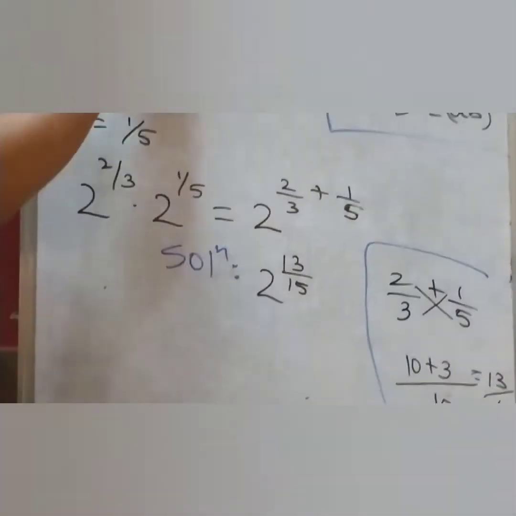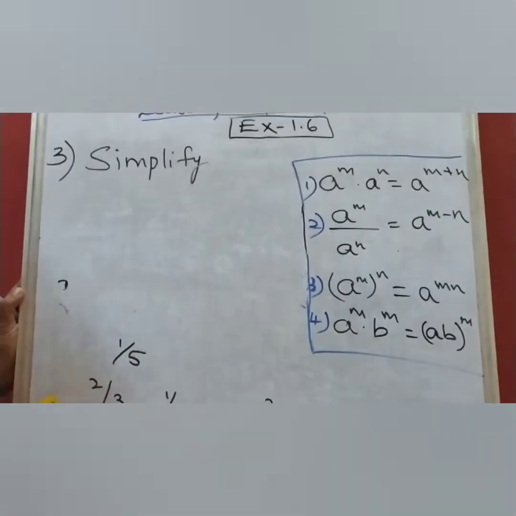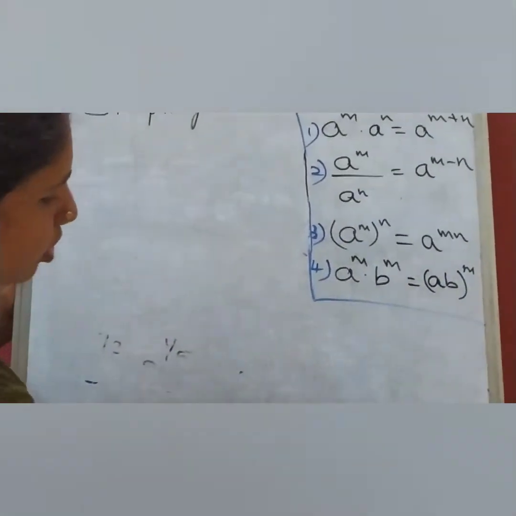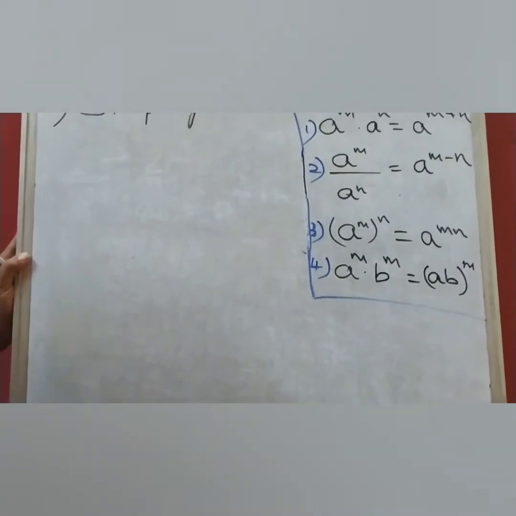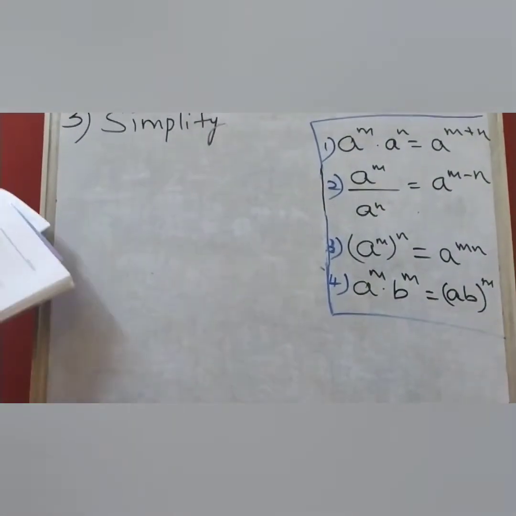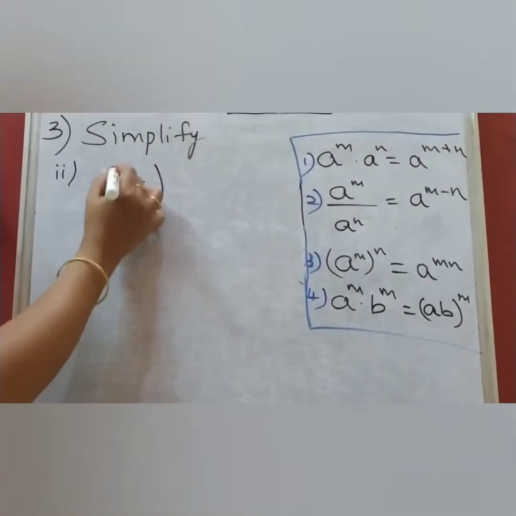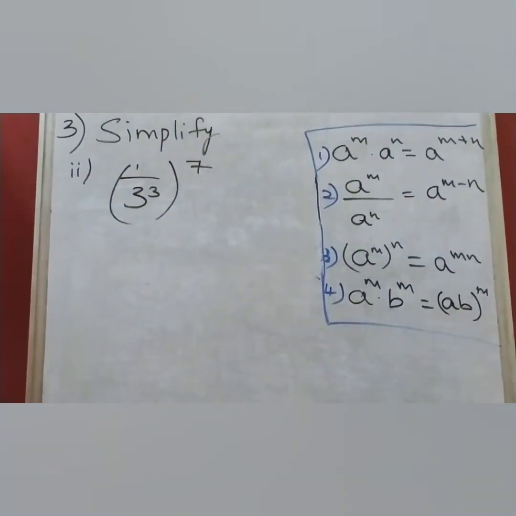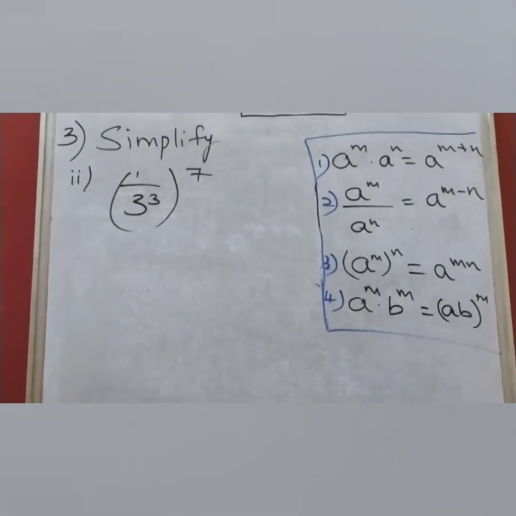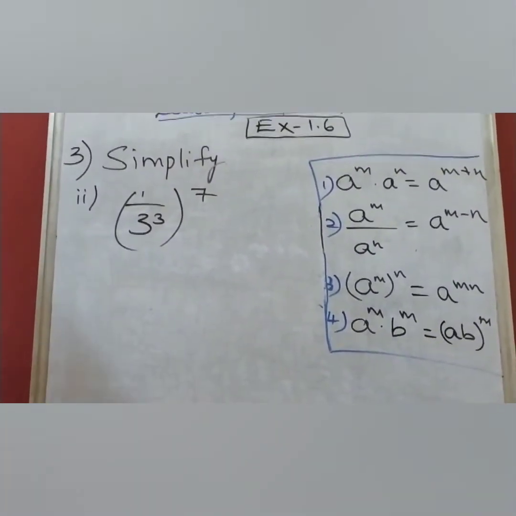Let's move on to the second problem. Now, the second problem also uses laws of indices. The second problem says 1 by 3 cube the whole power 7. So, which formula does it match?